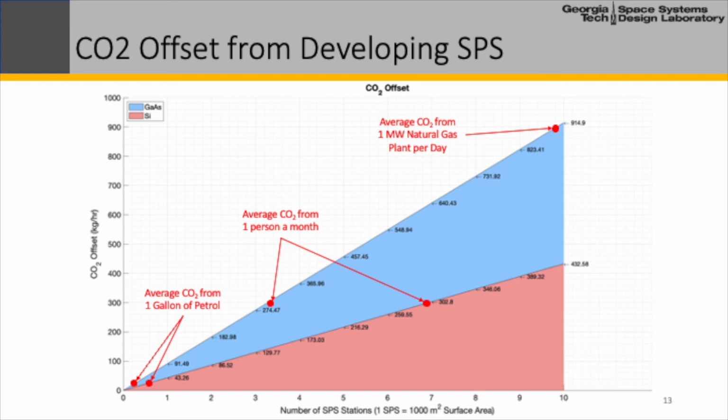Finally, you can see that if you were to build 8 solar power satellites using gallium arsenide solar cells, in 1 hour of direct sunlight, you'd be able to offset the CO2 footprint generated in a day by an average 1 megawatt natural gas plant.